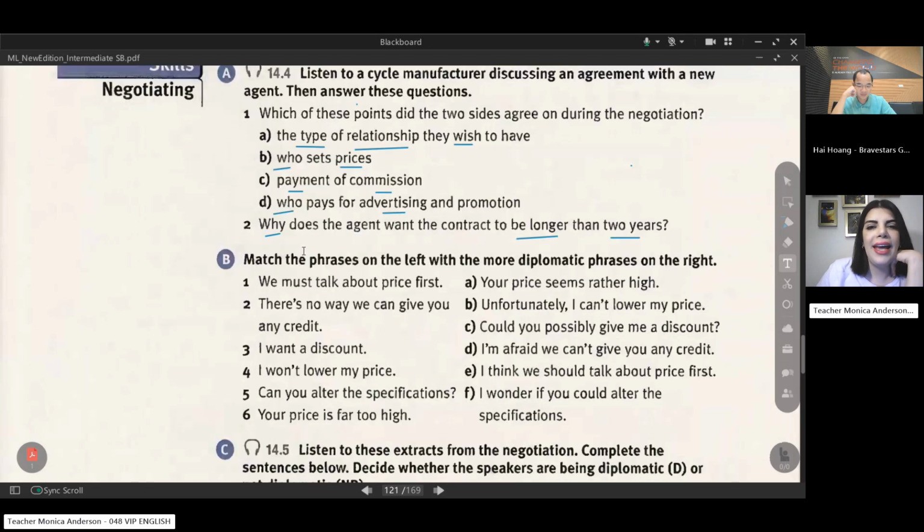Well, okay, so now let's match the phrases on the left with the more diplomatic phrases on the right. Okay, so when we say we must talk about price first, which one can be a good equal, or for example, paraphrase? Of course. I think we should talk about price first. Yeah. And number 2.